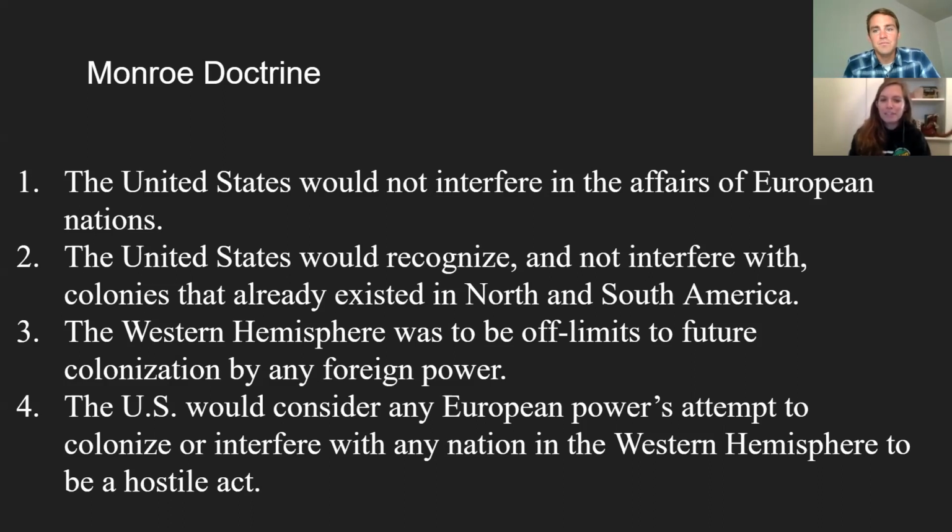And having an opinion, but stating that the U.S. would consider any European power's attempt to colonize or interfere with any nation in the Western Hemisphere to be a hostile act seems also quite a stand to be making in the political forum at this point, especially with foreign policy. Yeah, exactly. I think that's the biggest case for that debate around whether this is an act of offense or an act of defense.